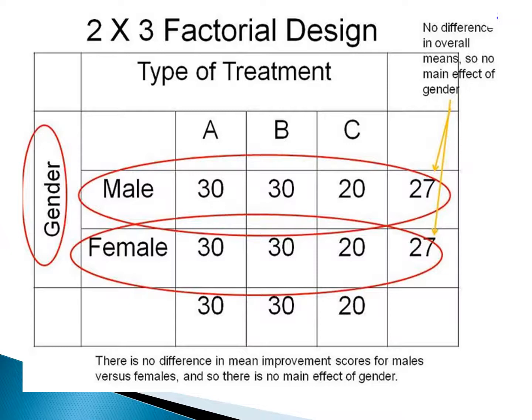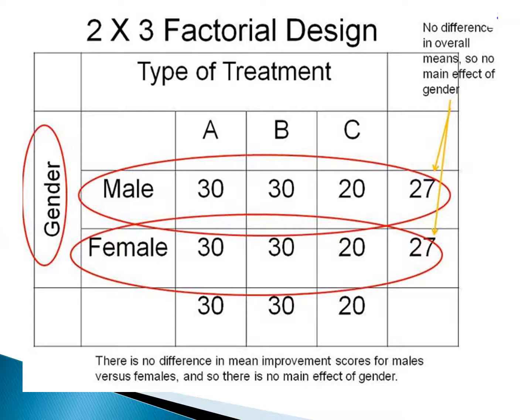Now, if you look at this table, it's a 2 by 3 factorial design, which means there's one independent variable that has 2 values to it, which is gender, our favorite, and there's one independent variable with 3 values, which is type of treatment, and we're just saying A versus B versus C. Now, if we look across, meaning the row, there is no gender difference. And you can see that as the 27 for both male versus female.